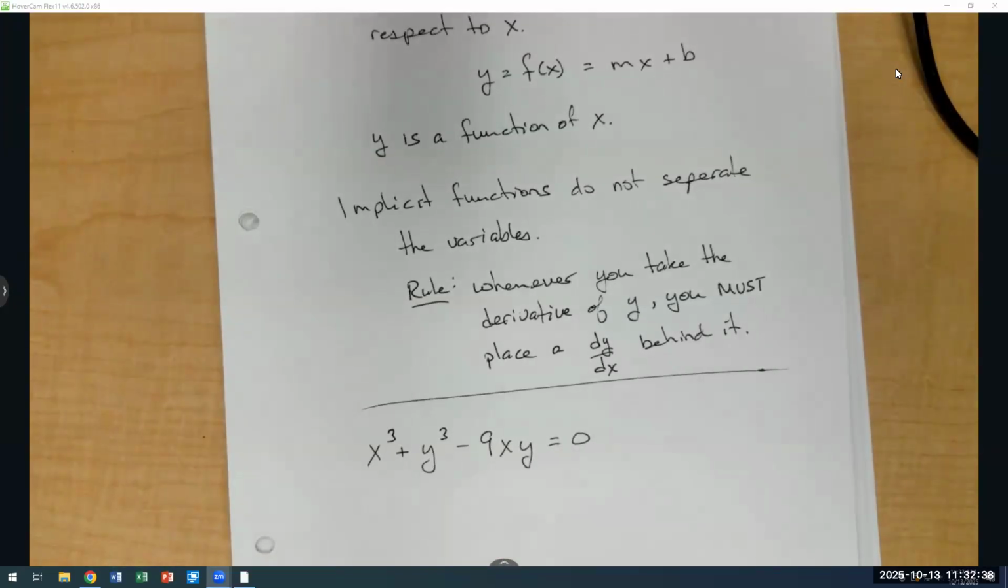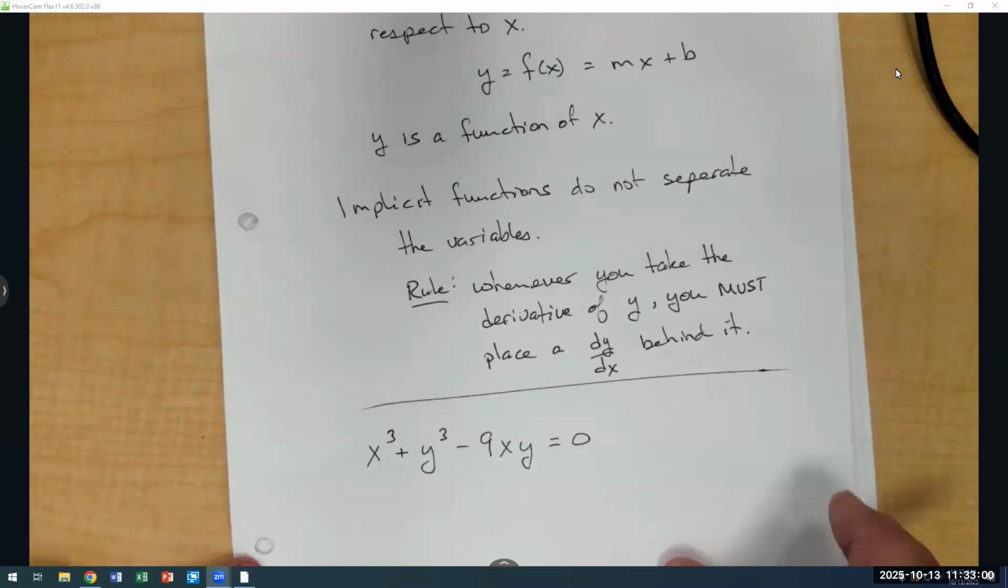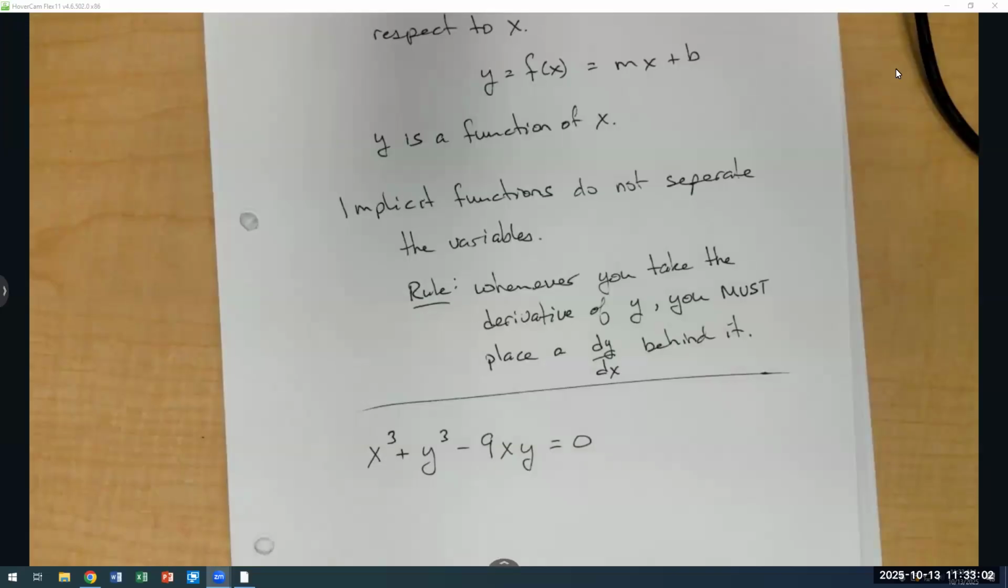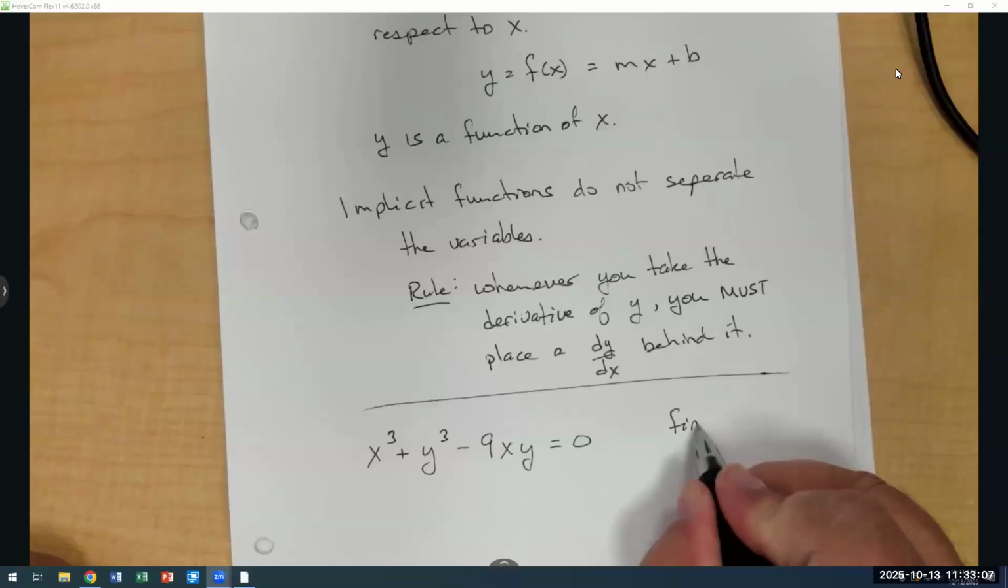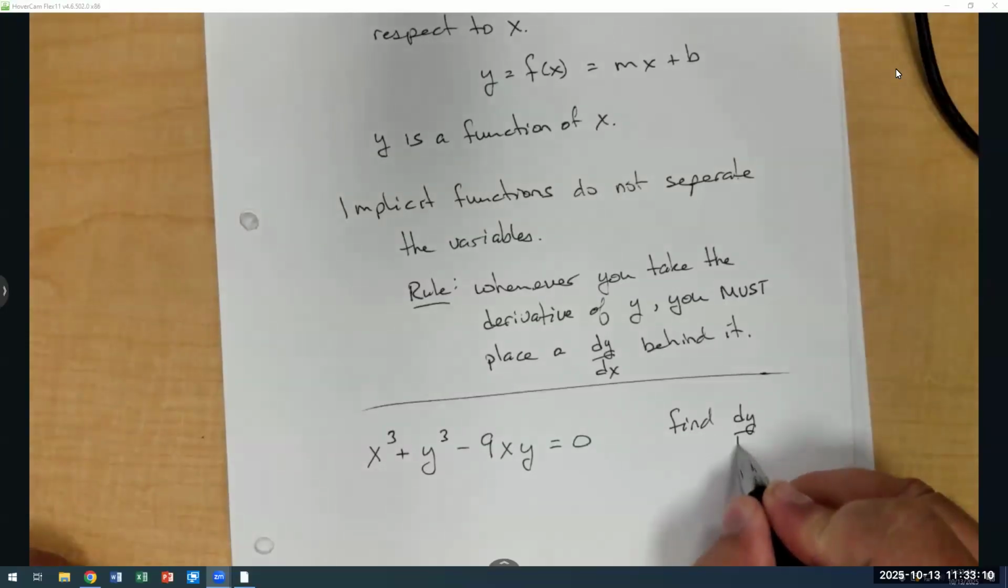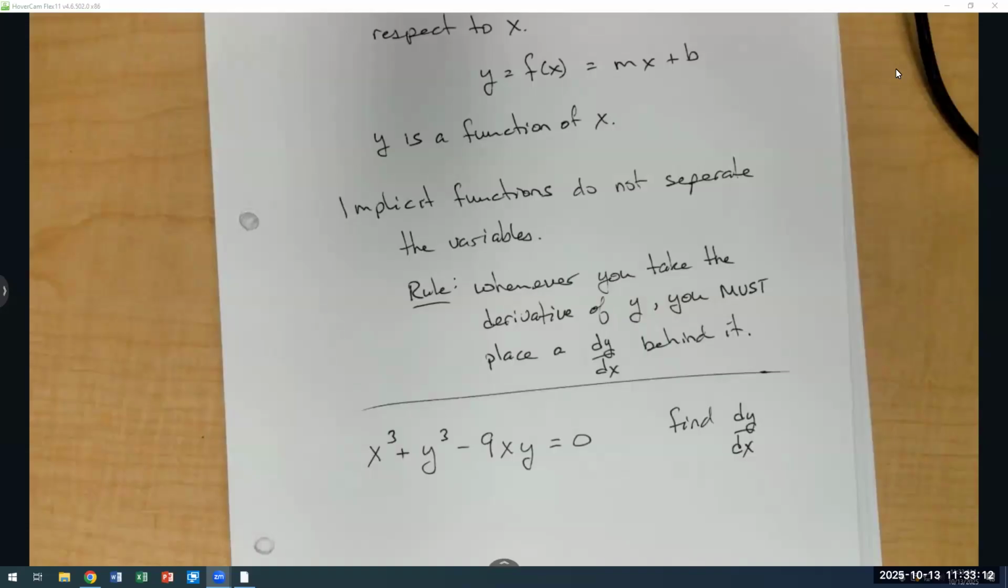Is that an implicit or explicit equation here? Implicit. Yes, why? Because it's not separated. Right, because x and y are mixed up together. So it's an implicit function. Let's go ahead and take the derivative of this. Find dy dx.